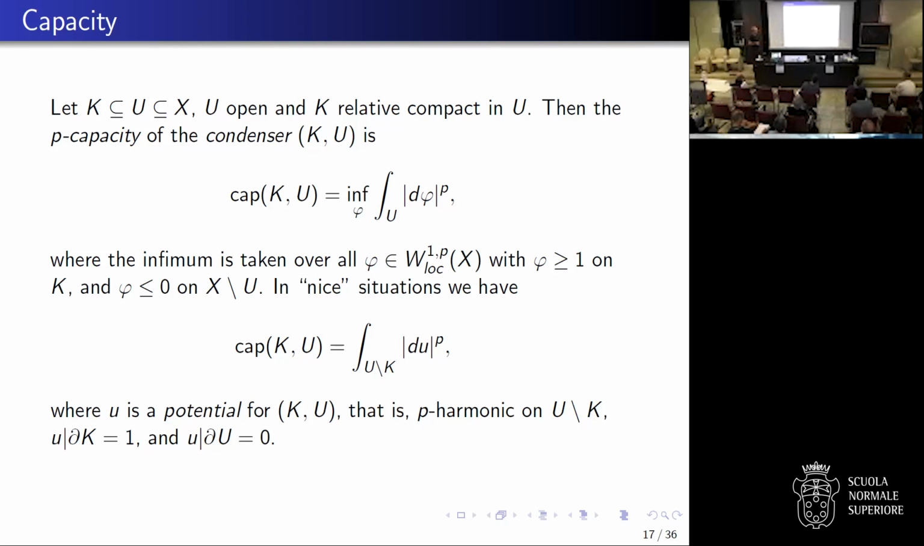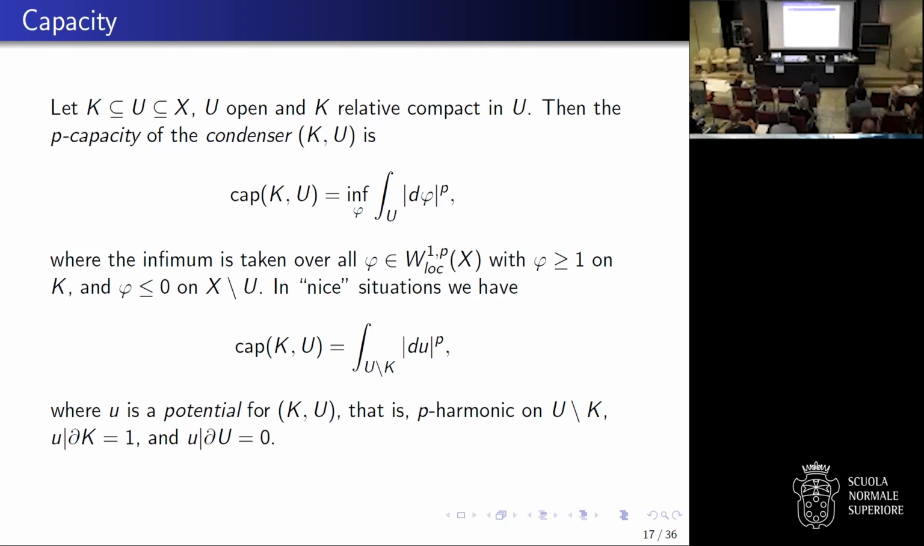In nice situations, and I don't even want to say what I mean here by nice, there are some technicalities that I want to brush under the carpet, you can actually compute this capacity from a p-harmonic function with the right boundary values. Roughly speaking, if you have a function that is p-harmonic and has boundary value 1 on the boundary of K and boundary value 0 on the boundary of U, then you can just look at its energy and you get the capacity out of that. So that's somehow a standard concept here.